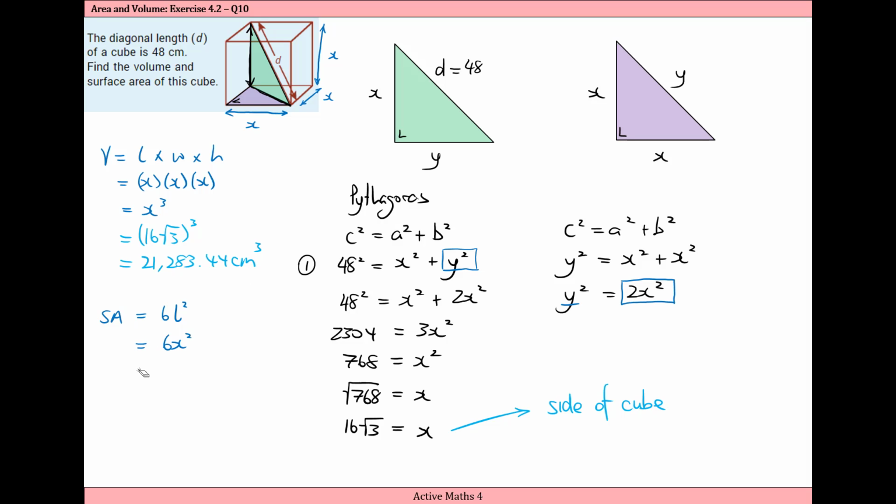And then for the surface area, likewise, we're going to sub in a value x of 16 root 3, and we get a surface area of 4608 centimeters squared. And remember, surface area is centimeters squared. And so with only one piece of information, that the diagonal of the cube was 48, we found the volume and the surface area of the cube.